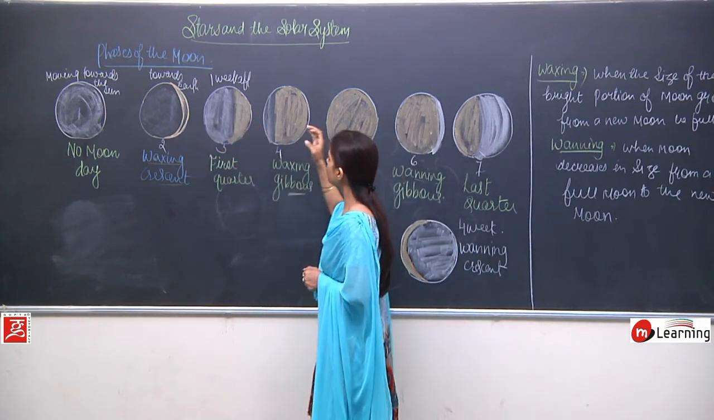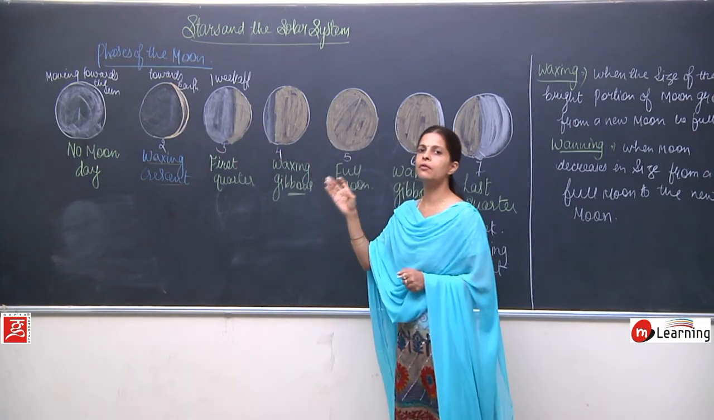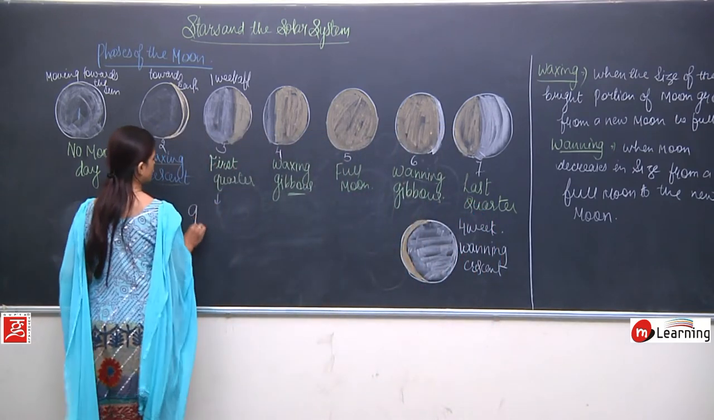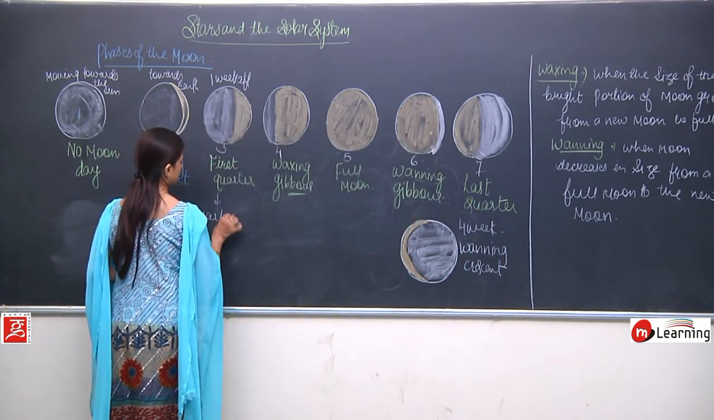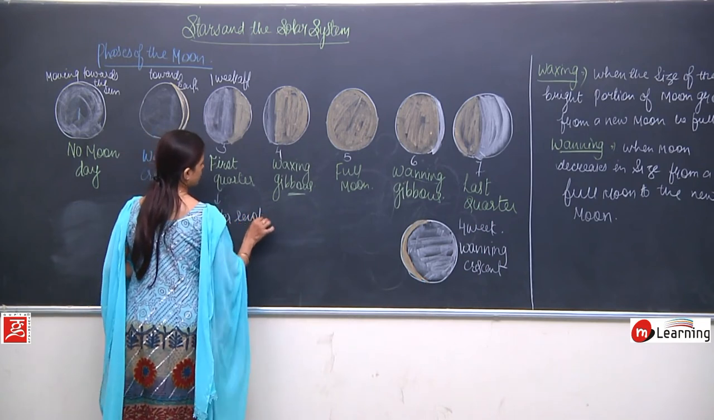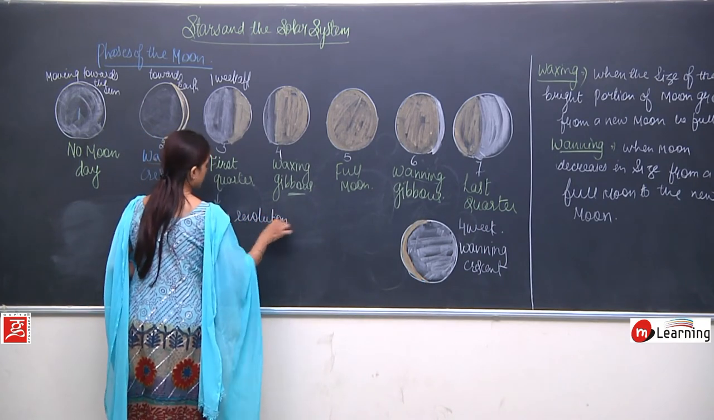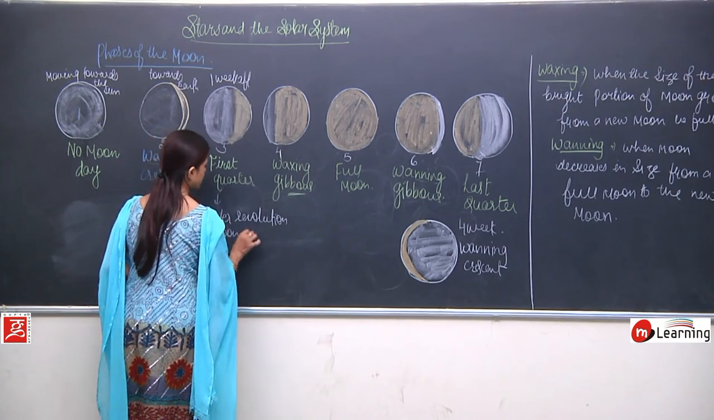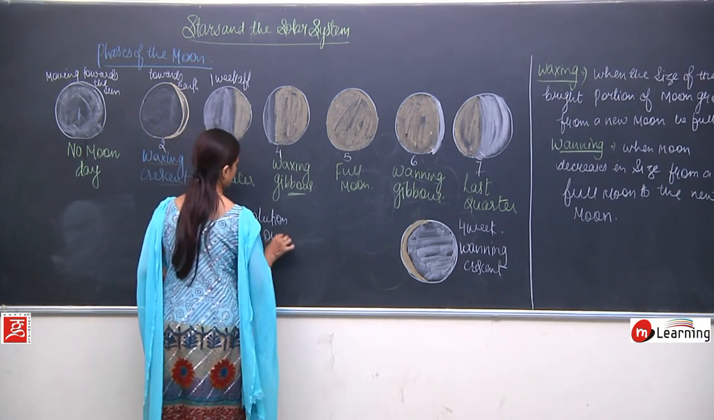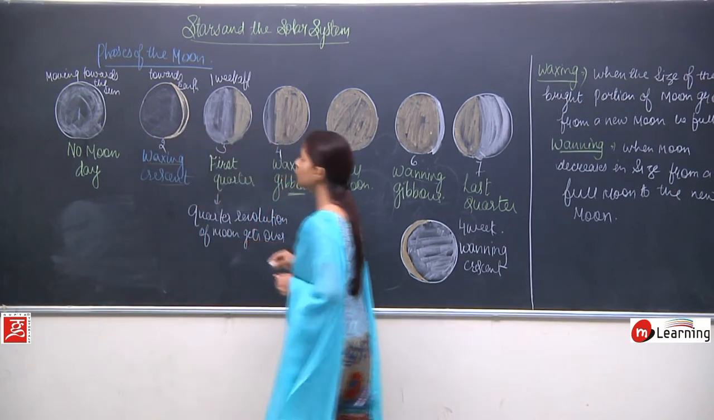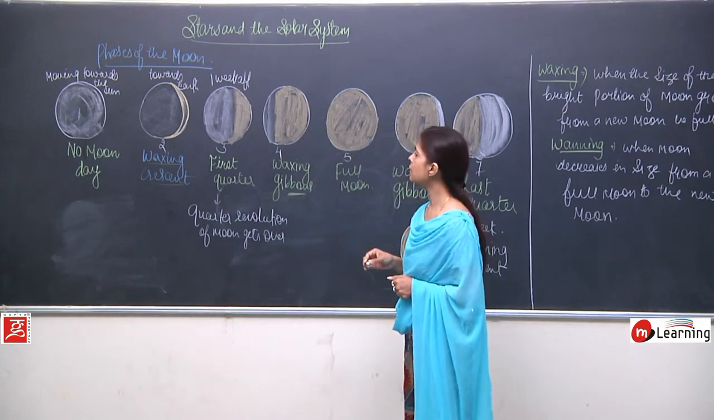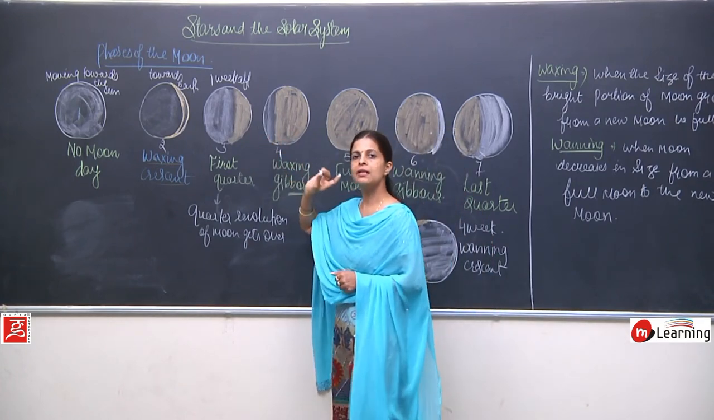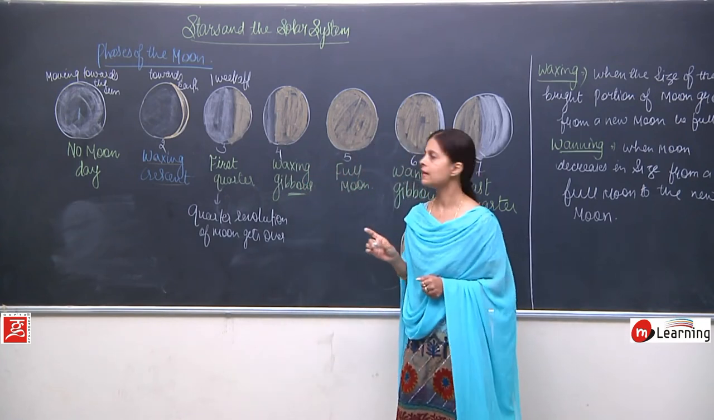Till here, till first quarter, the quarter revolution of the moon gets over, and so it is known as first quarter, where the moon is visible bigger, which is bigger than the crescent size, but still it has not come into its fullest size.